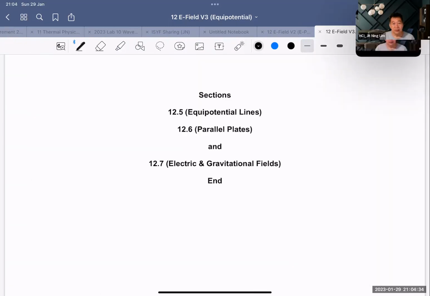Okay, we've come to the end of sections 12.5, 12.6, and 12.7.